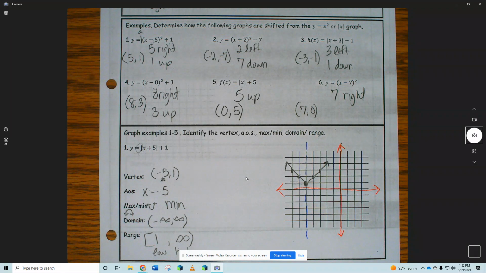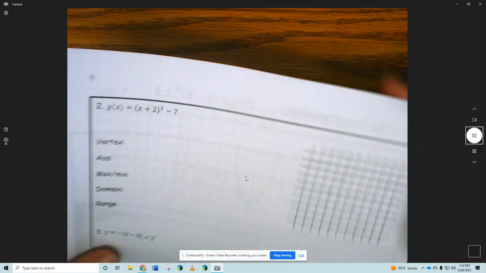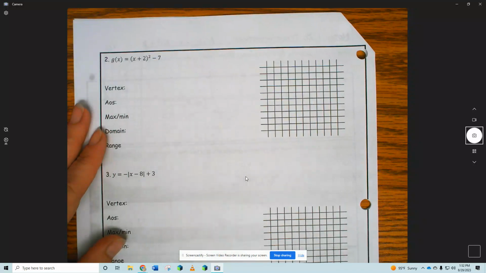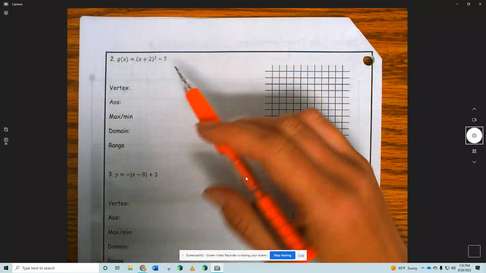It's been a while since we've done these key features. I'm doing 2 more. All right, we can turn the page. All right. Oop, this is a parabola because it's got the squared.